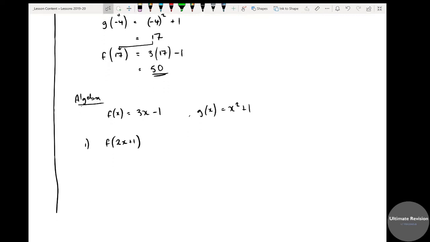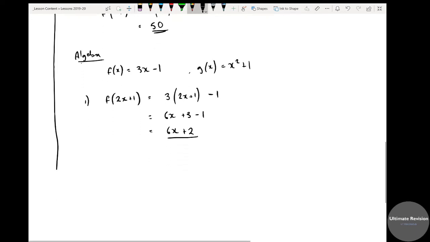Well, I go to my f(x) and I take out the x, that comes out, and I put in the 2x plus 1 in its place. So this is going to be 3(2x plus 1) minus 1. And then I could simplify this as 6x plus 3 minus 1. 6x plus 2 would be f(2x plus 1). We looked at that last lesson.